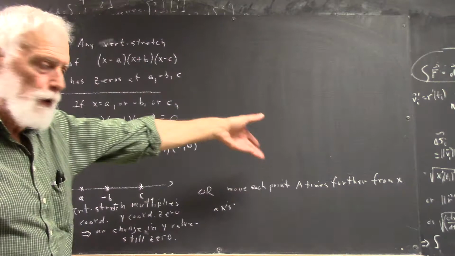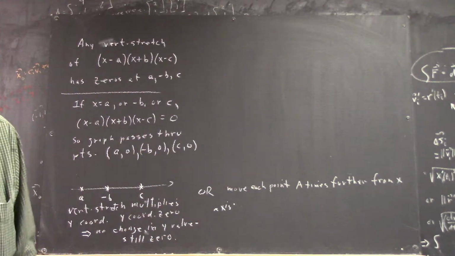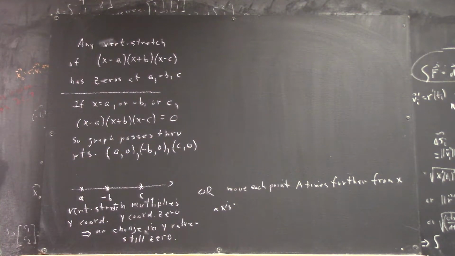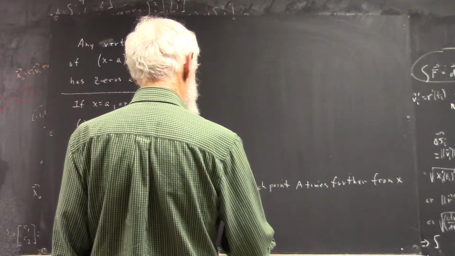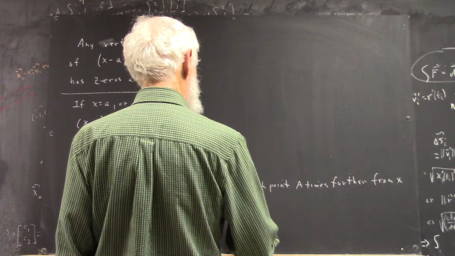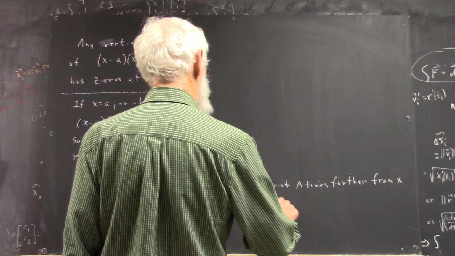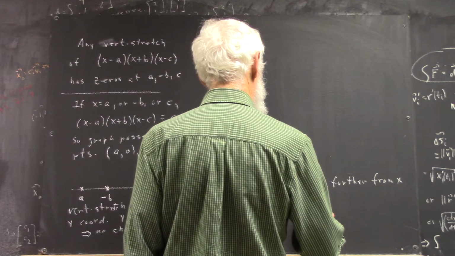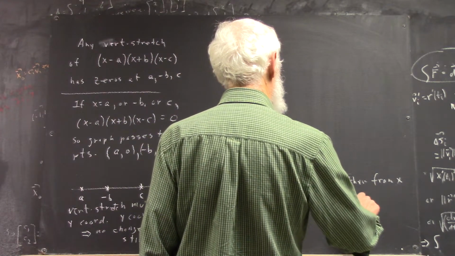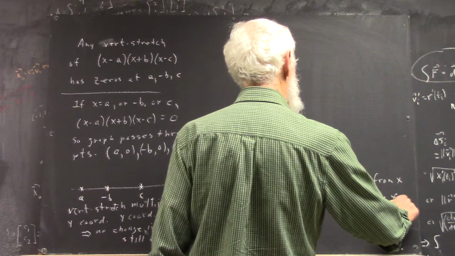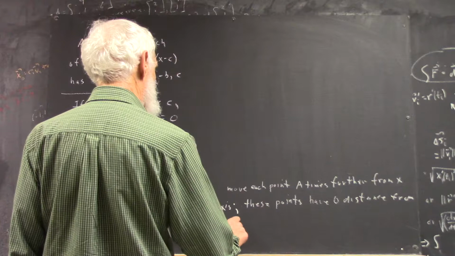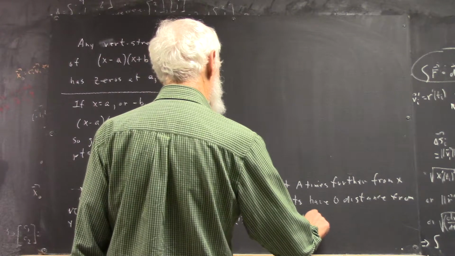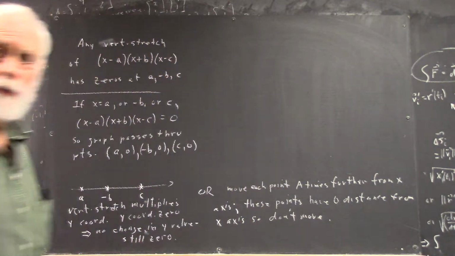Okay, now instead of 17 million, I'll just say big A because you're used to that symbol. If we move everything A times further from the x-axis, these points have 0 distance from the x-axis. They don't move. That makes sense?